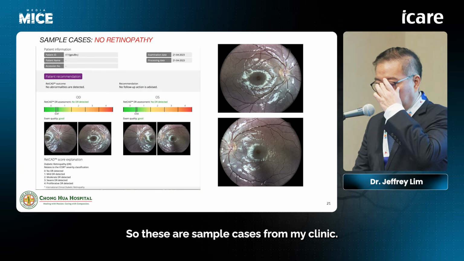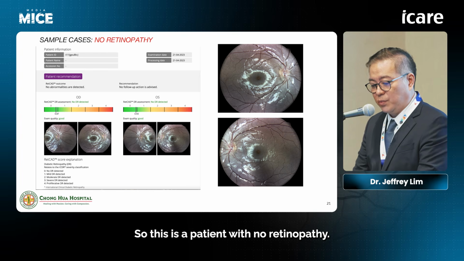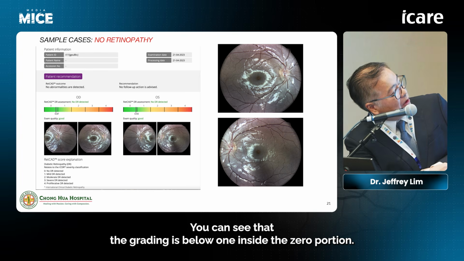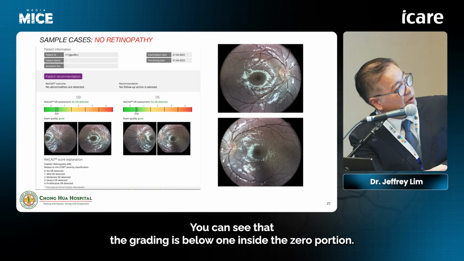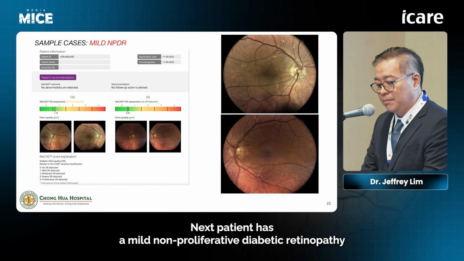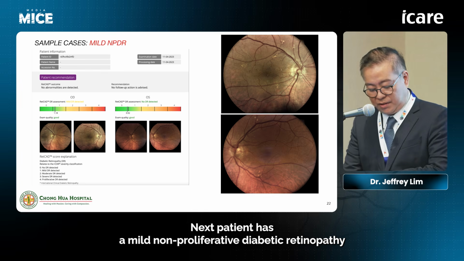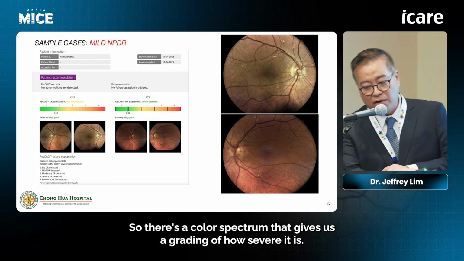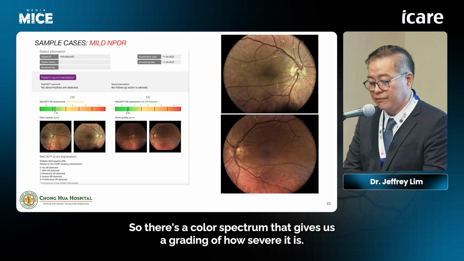So these are sample cases from my clinic. So this is a patient with no retinopathy. You can see that the grading is below 1 inside the 0 portion. Next patient has a mild non-proliferative diabetic retinopathy, and patient gets a score within the 1 section. So there's a color spectrum that gives us a grading of how severe it is.